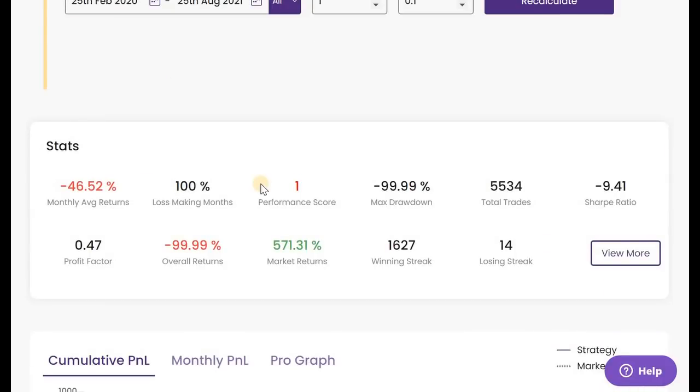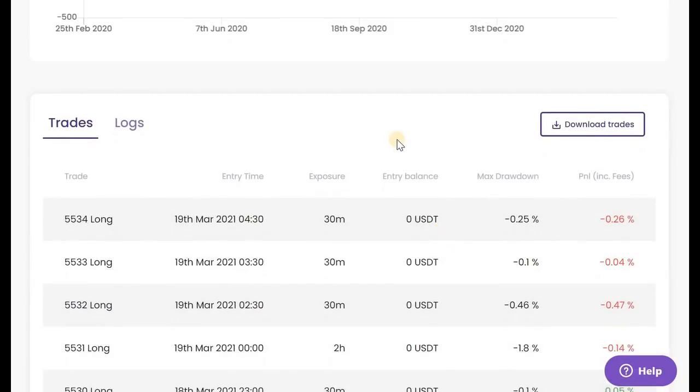This strategy is absolute trash. As you can see, the overall returns with this strategy is minus 99.99%. That means you actually got liquidated using this strategy. You will look closely that the market returns of ETH during that period was 571%. There were over 5,000 trades done with this strategy, and this right here doesn't look good at all. Let's scroll down. This is the worst strategy I have ever seen. As you can see, 5,000 trades done with this strategy, and at this point, at 19th of March 2021, it would have gotten liquidated.